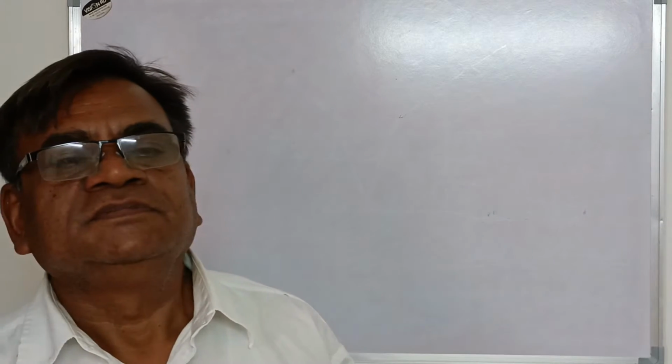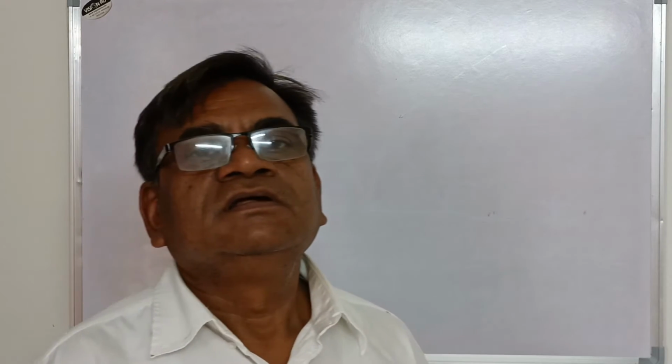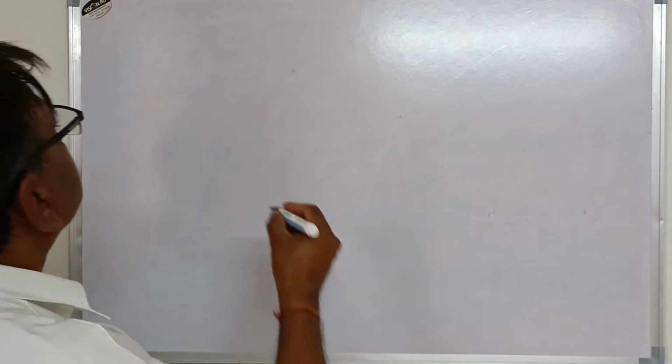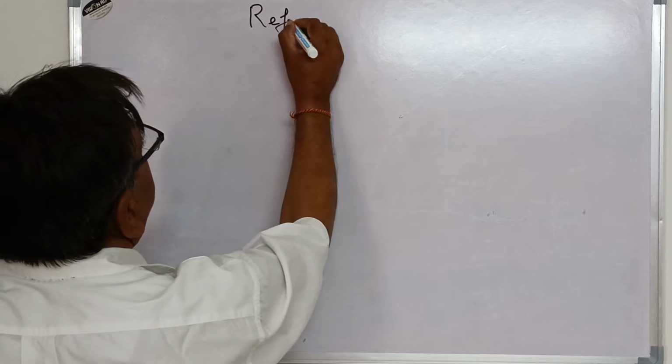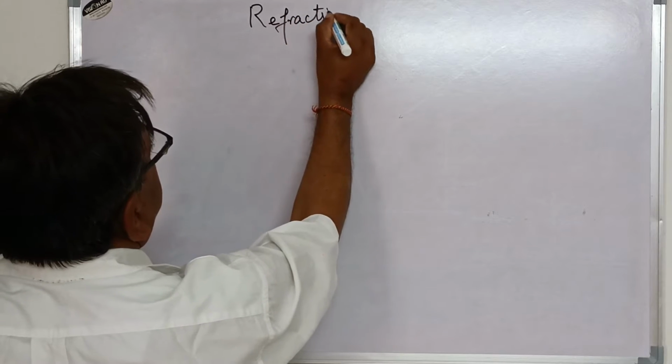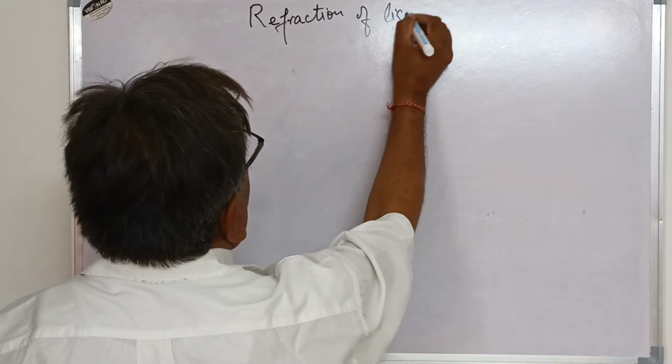Now let us study refraction of light. Refraction means bending. We see that light travels in a straight line, but when the light rays enter from air to glass, they change their direction. This change in direction is known as refraction. So today we will study refraction of light.